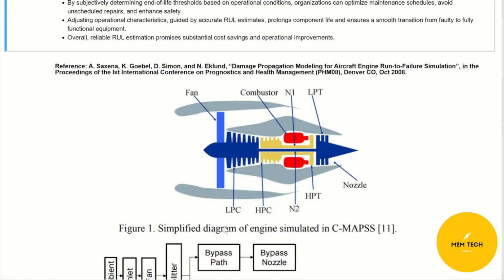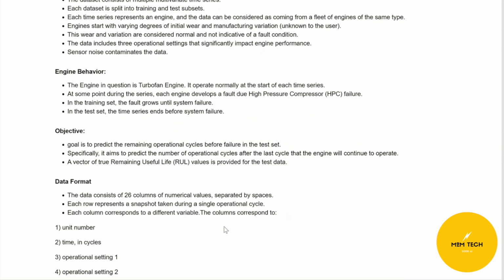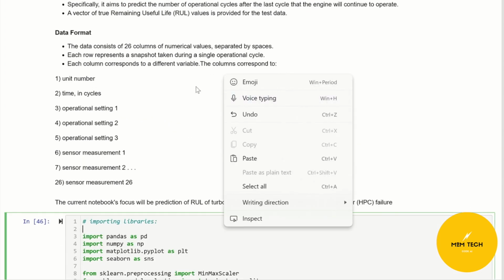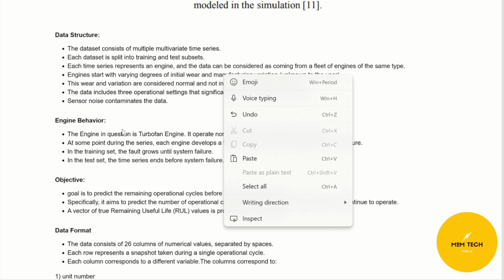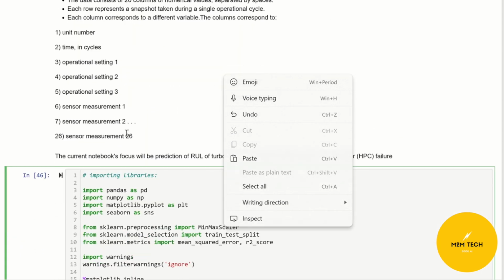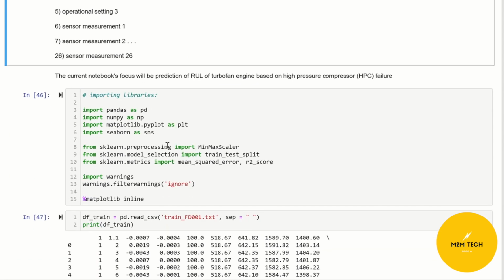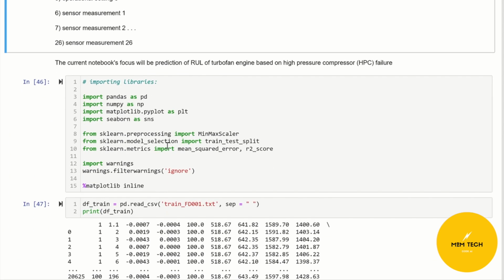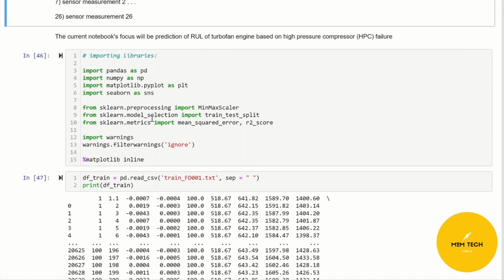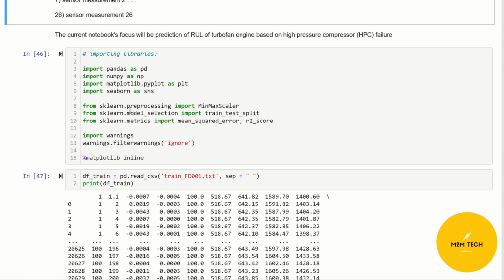So I got this data set from Kaggle, and here I describe the data structure, the objective, and the data format of the data set. And here I imported all the required libraries first up. So pandas and numpy for data manipulation, matplotlib and seaborn for data visualization, and then some libraries from sklearn for scaling the data, for splitting the data into train tests, and also for evaluating our models.